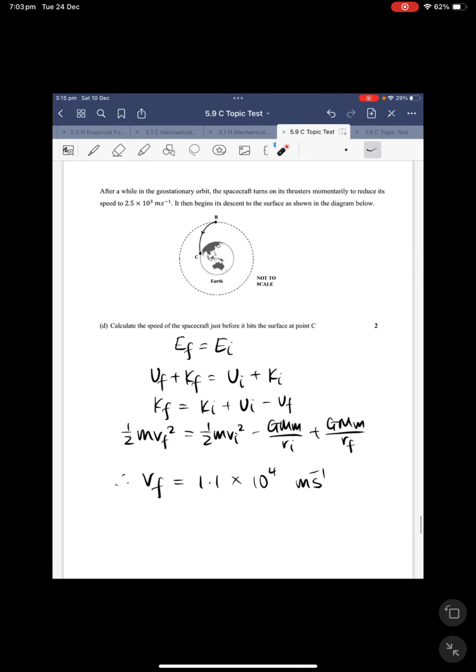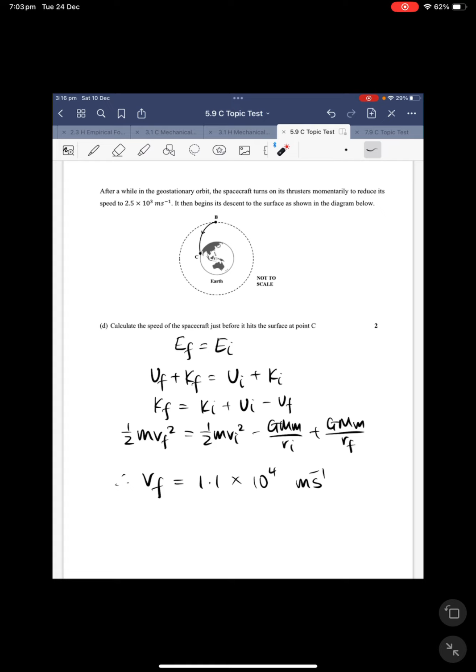Okay. The next part of the question says, after a while in geostationary orbit, the spacecraft turned on its thrusters momentarily to reduce its speed to 2.5 times 10^3 meters per second. It then begins its descent to the surface as shown in the diagram below. Calculate the speed of the spacecraft just before it hits the surface at point C.